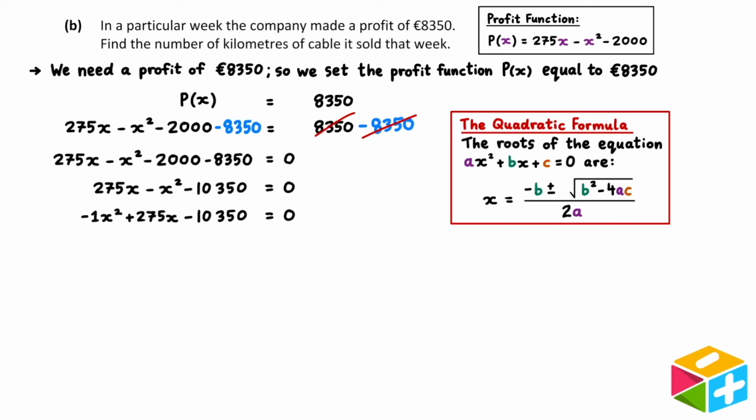Let's remind ourselves of the quadratic formula. It states that the roots of the equation ax squared plus bx plus c is equal to 0 are x is equal to minus b plus or minus the square root of b squared minus 4ac all over 2a.